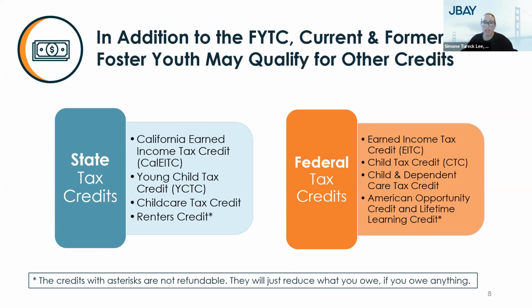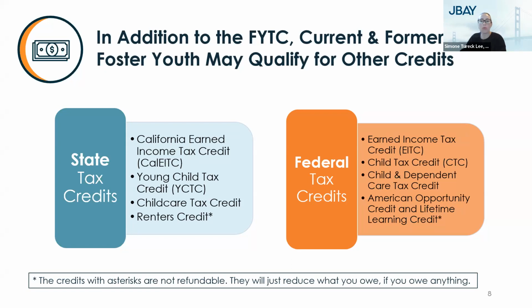The credit maximum ranges from as little as $285 to $3,529, really depending on the number of children you have and your income. Now, the Young Child Tax Credit, or the YCTC, is also, just like the Foster Youth Tax Credit, a program under the Cali EITC. You previously had to have earned income to get the Young Child Tax Credit. That has changed. Now that is not required.